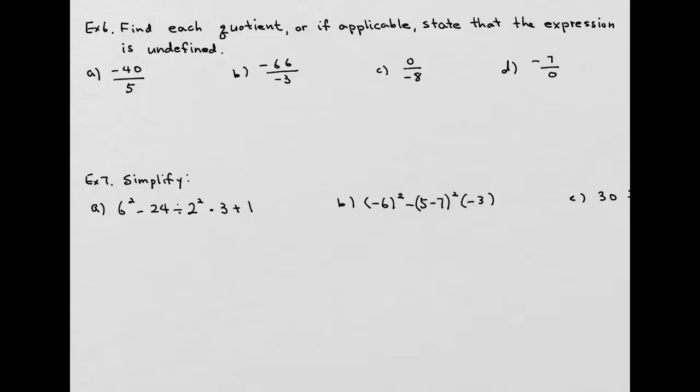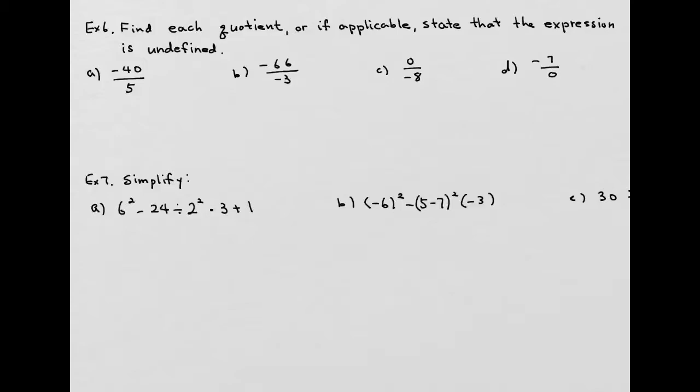Example 6, we wanted to find the quotients. So basically we wanted to do dividing. Dividing works same as multiplication. So if you see 1 negative, it will be negative; 2 negatives will be positive. An odd number of negatives is negative. An even number of negatives is positive.